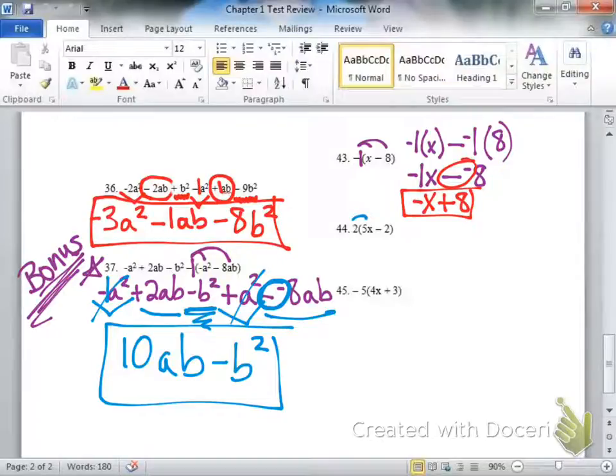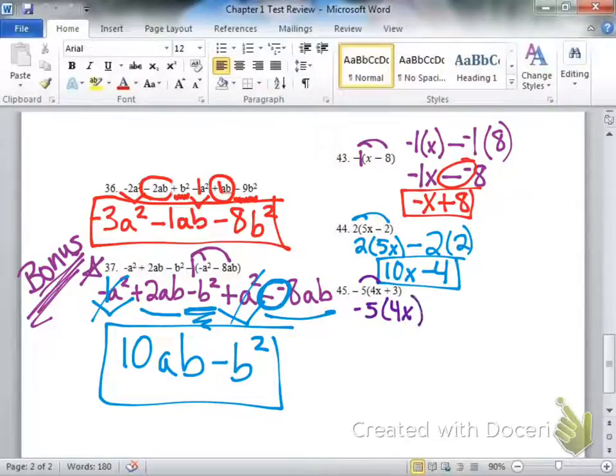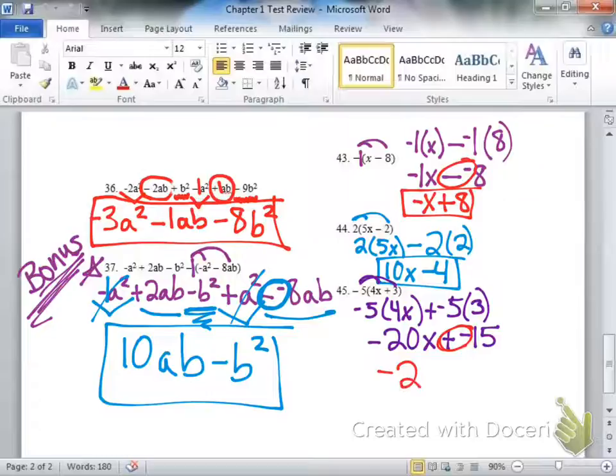Next one, we are distributing a 2 here, so 2 times 5x minus 2 times 2. That's going to be 10x minus 4. And last, but certainly not least, negative 5 times 4x plus negative 5 times 3. This one's going to need some sign cleaning up because I have negative 20x plus negative 15. Looks kind of messy, so you can clean it up. Negative 20x minus 15.